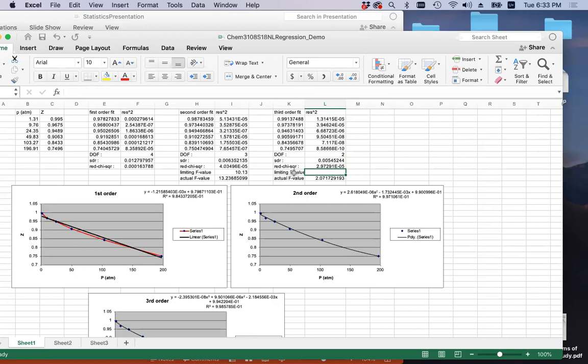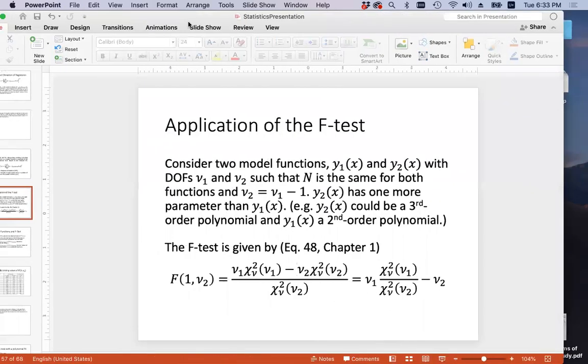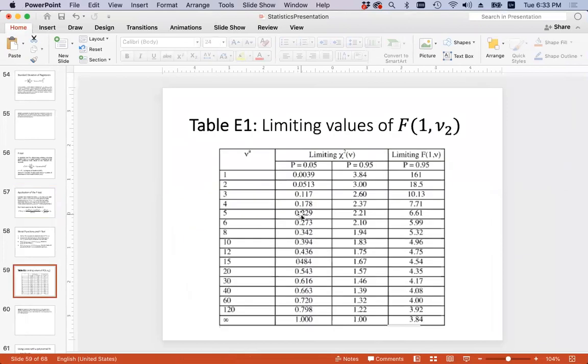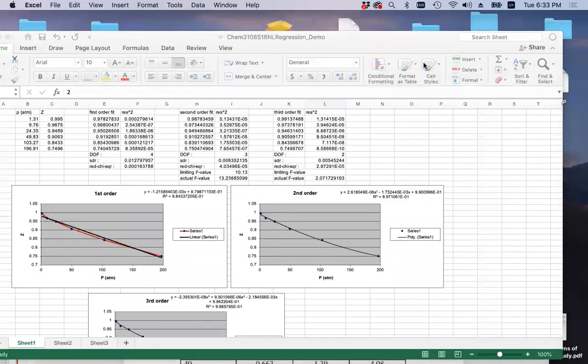So let's figure out which limiting F value we need to choose. Now we have 2 degrees of freedom in the higher order fit. So if I go to this table, the F value for nu equals 2 is 18.5. So I'm going to enter that value here in my spreadsheet, 18.5. And now we see that the limiting F value is much, much higher than the actual F value. And that tells us that we are not justified in using a cubic term in order to fit these 6 data points that we've measured.